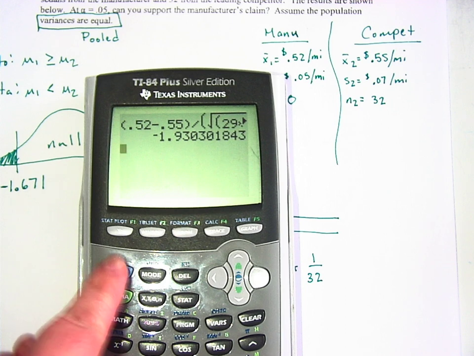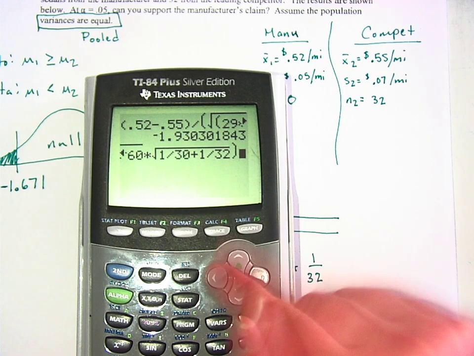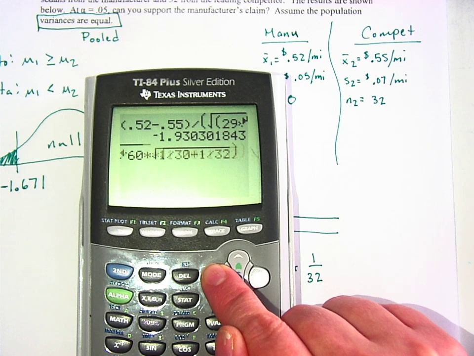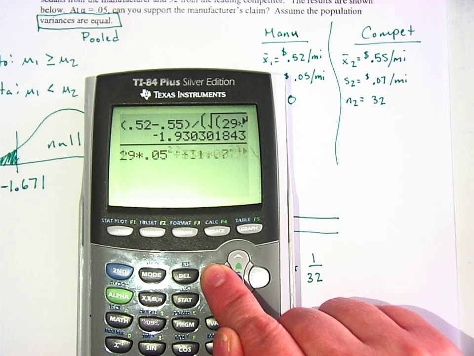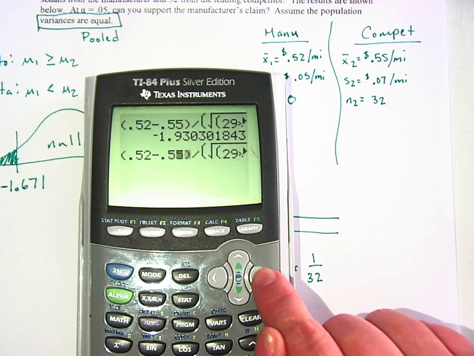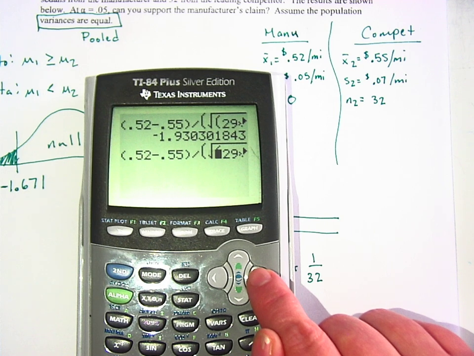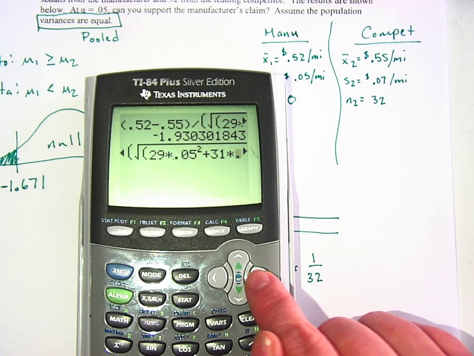Okay, I'm gonna slowly scroll through my things so everybody can look. Here we go. Second enter, bringing it up again. Okay, so here's what mine looks like. Everybody's okay with the top being that 0.52 minus 0.55. And then I've got a big parentheses and then my square root. And under my square root, I've also got a parentheses that is covering the top of that fraction, that 29 times 0.05 squared and so on, and then divided by 60.